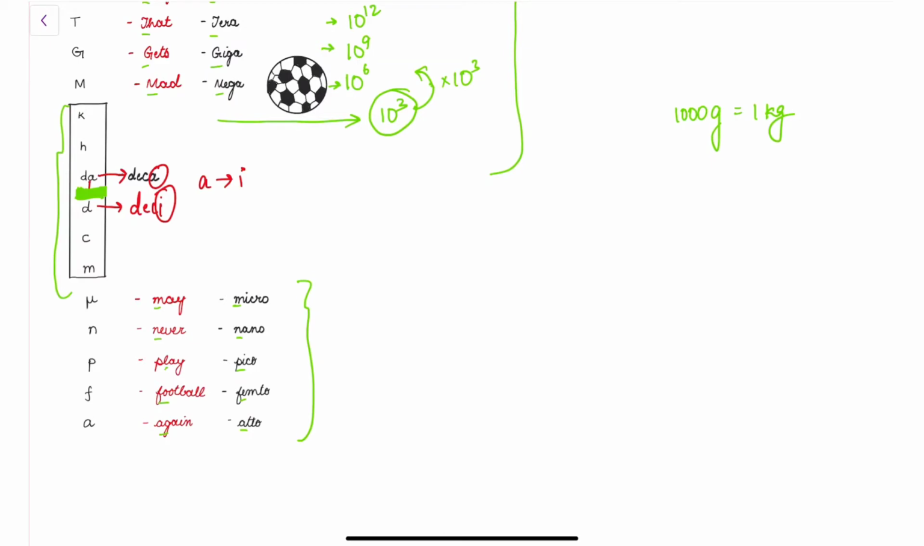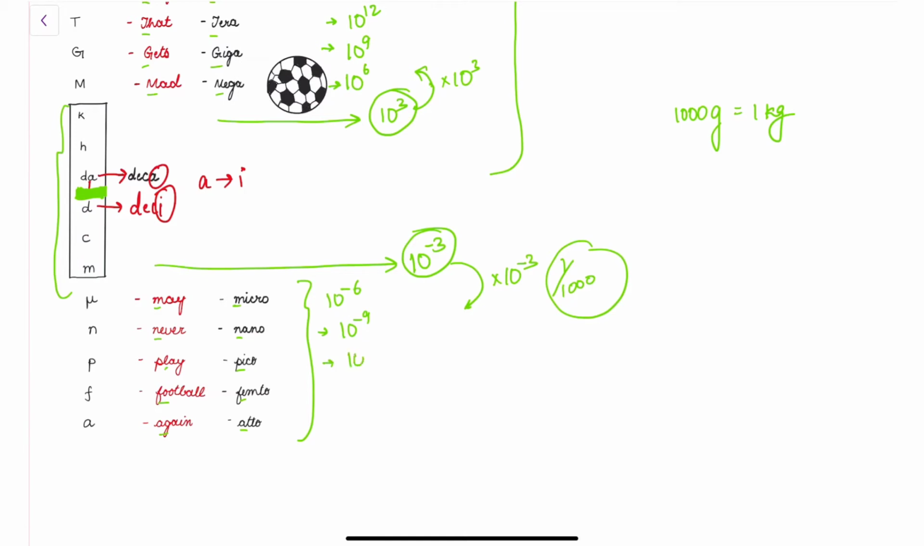We know that for milli it is 10 power minus 3. Now what you should do is go on multiplying with 10 power minus 3, or 1 by 1000. So for micro it would be 10 power minus 6. Nano would be 10 power minus 9. Again the same, 10 power minus 12, 10 power minus 15 and 10 power minus 18. That's very simple.